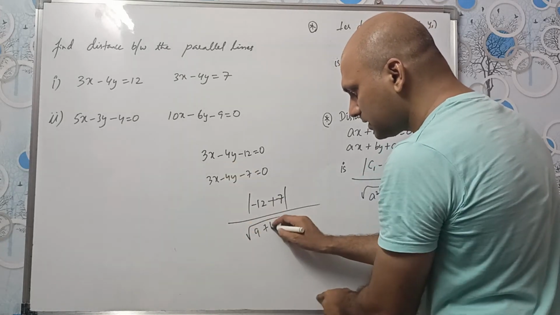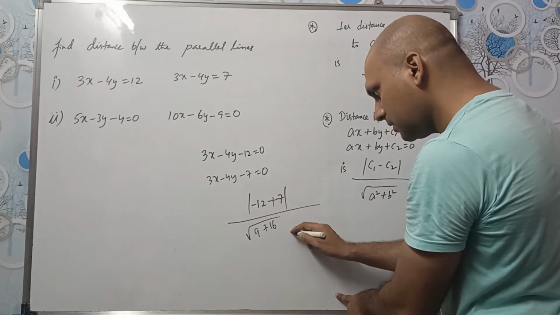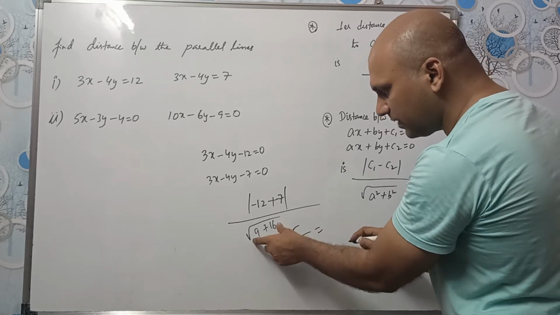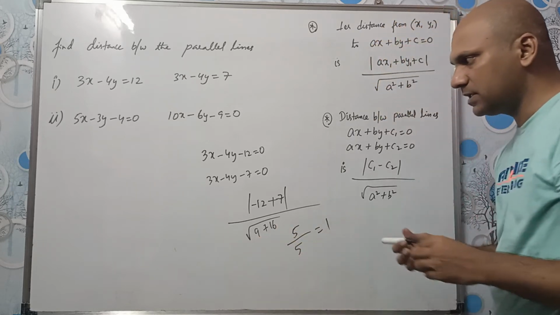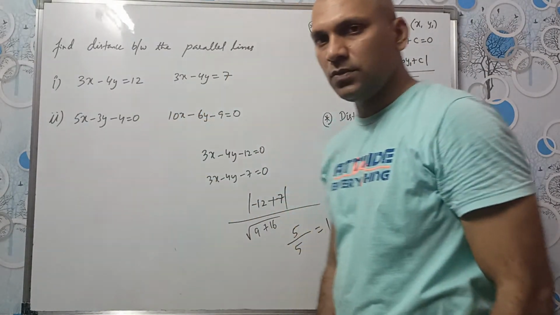Minus 4 square is 16, plus 16, right? So this will become minus 5. This will become minus 5, right? Yes. So modulus means 5. In the denominator also, we see 25. Root 25 is equal to 5. So the distance is equal to 1. Distance between these two parallel lines is equal to 1.